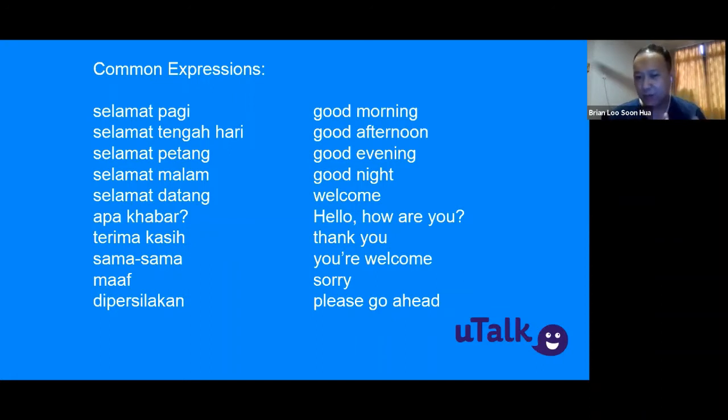So the way we use the word selamat is a bit different from English. Selamat means safe, well-being, for example. And it comes from Arabic, salama. If you speak Arabic, it's the same word. But the difference is we use it often in greetings, like may you have a safe morning, a safe journey, a safe day. It's not good, it's safe. That's how we say it.